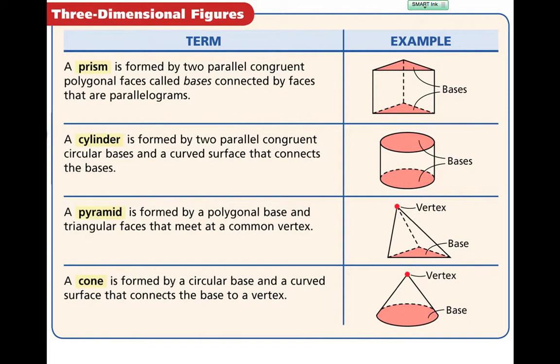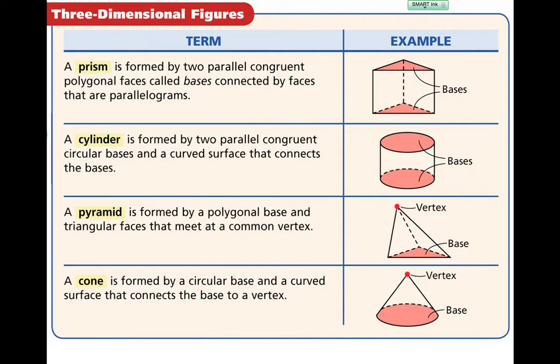Cylinder is kind of like a circular prism, but that's not what we call it because it doesn't really fit the definition. But a cylinder has two parallel and congruent circular bases. And then going around it, that's a curved surface that simply connects your two bases together. So the bases are the circles, and then the curved surface going around it to close it up.